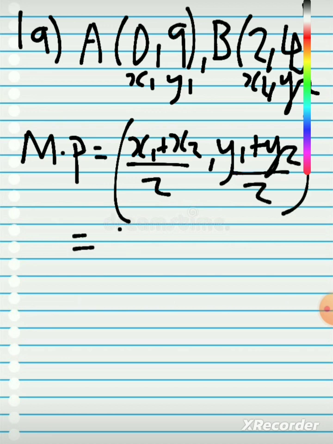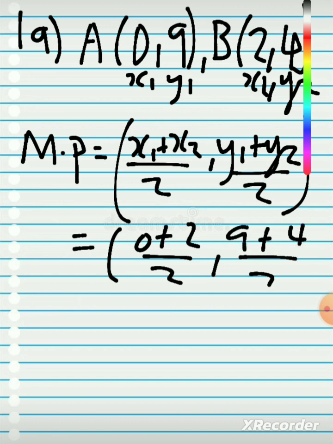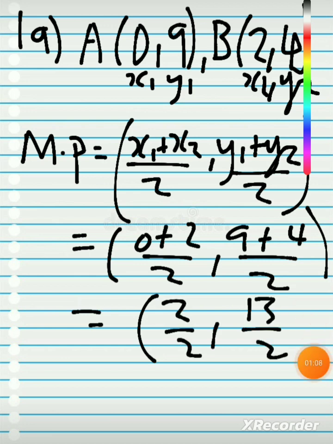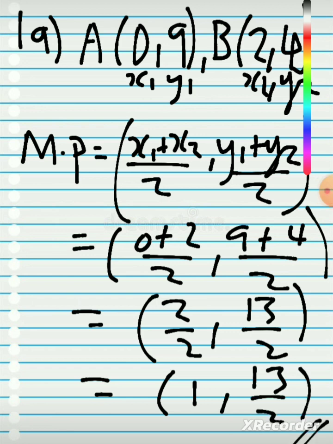Okay, so what is our x1? It's 0 plus x2, it's 2, divided by 2. What's our y1? 9 plus y2, 4, divided by 2. Okay, so 0 plus 2 is 2 over 2. 9 plus 4 is 13 over 2. So of course, 2 over 2 is 1. 13 divided by 2, you can leave it like this, it's okay, or if you want, you can leave it as a mixed fraction.